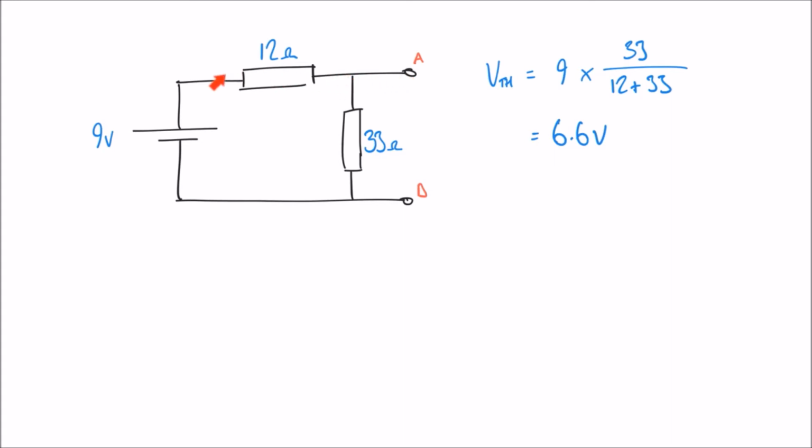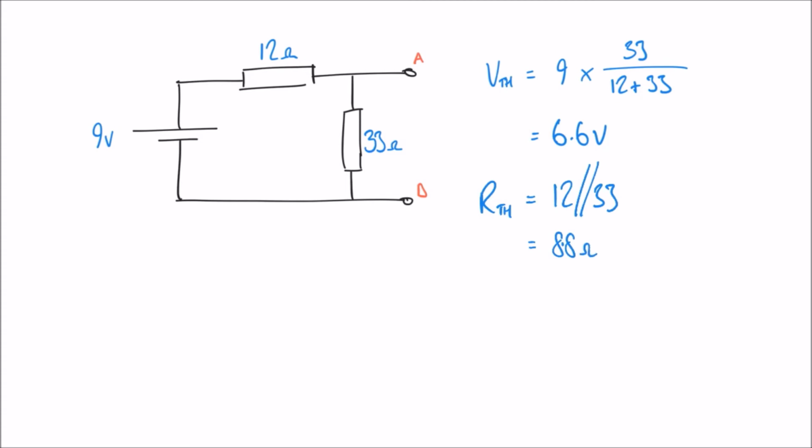And we can go this way through the 12 ohm resistor, or this way through the 33 ohm resistor. And so because there's a split here in our route from A to B, these two resistors we should express in parallel. And so we can say that RTH, the Thevenin resistance, is equal to 12 in parallel with 33. And those double slashes there, just my shorthand for parallel resistors, but they work out as 8.8 ohms.